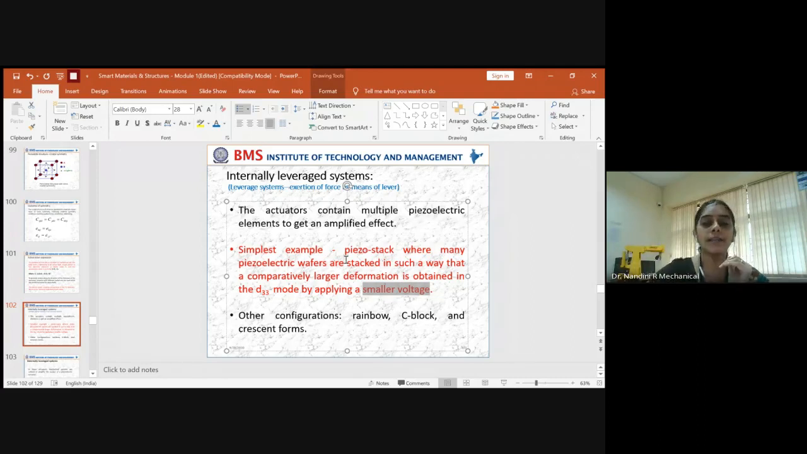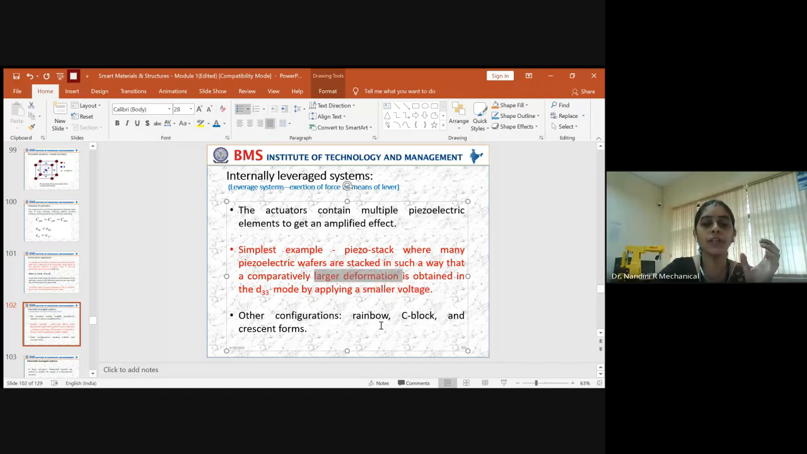Okay. So as a result, this is something you have to keep in mind. When it comes to the leverage system, basically you need displacement due to the applied force. That large amount of displacement could be achieved only if you make a piezo stack which consists of n number of piezoelectric wafers. With this, a small input of voltage can give us large deformations.